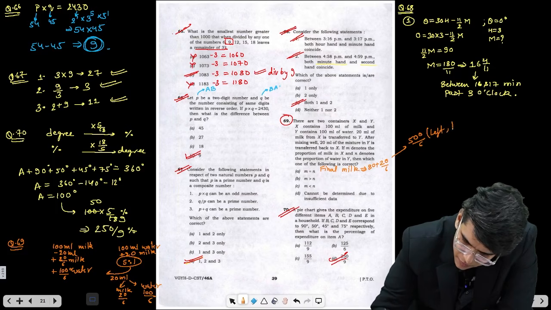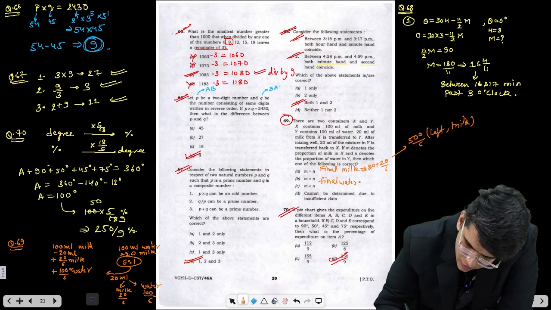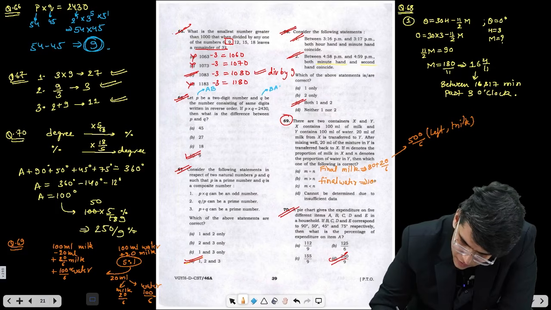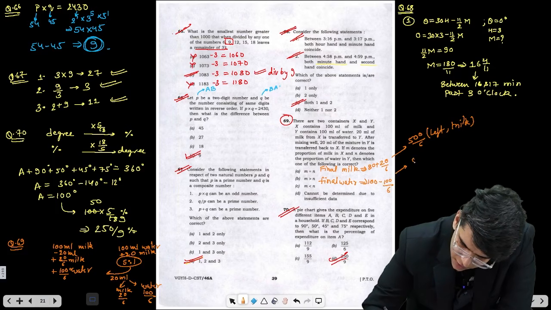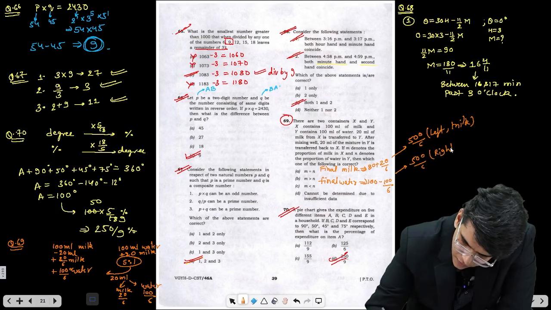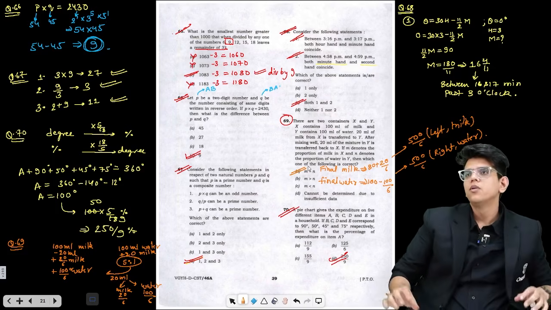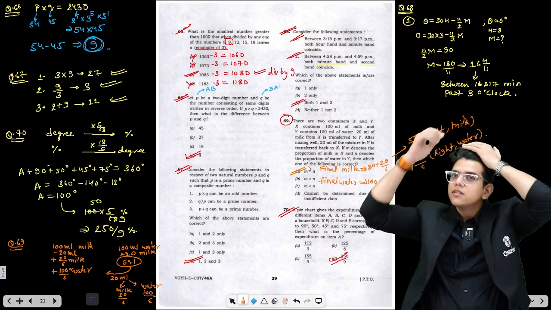Left milk is 500/6 ml. Similarly, final water is nothing but: of the 100 water, they have removed 100/6, which leaves 500/6 ml. Right, the water. Both the proportions are same. So basically the answer is m equals n.